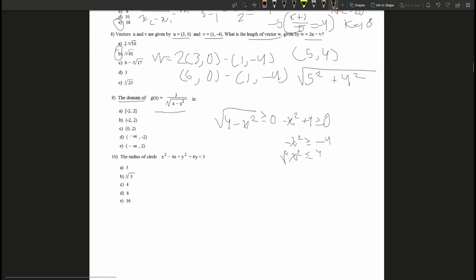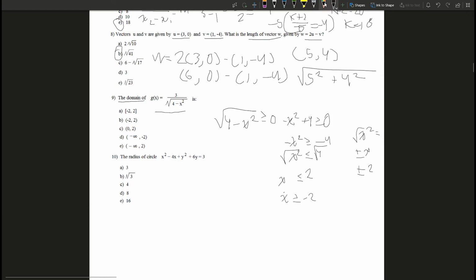So now we're going to take the square root. Remember that the square root of x squared is equal to plus or minus x. So in this case, it's going to be plus or minus 2. So x squared either has to be less than or equal to 2, or, sorry, not x squared, or x has to be greater than or equal to negative 2.